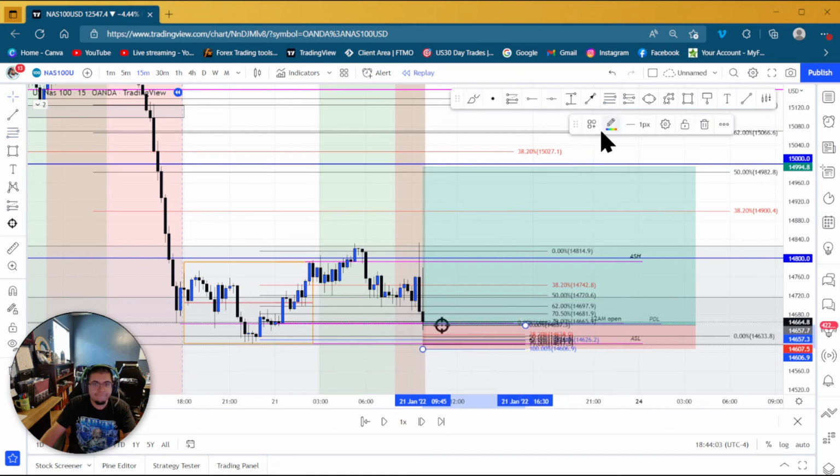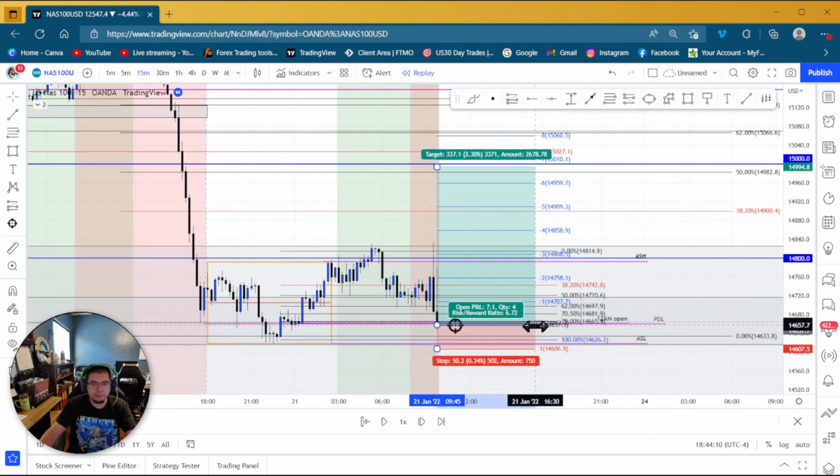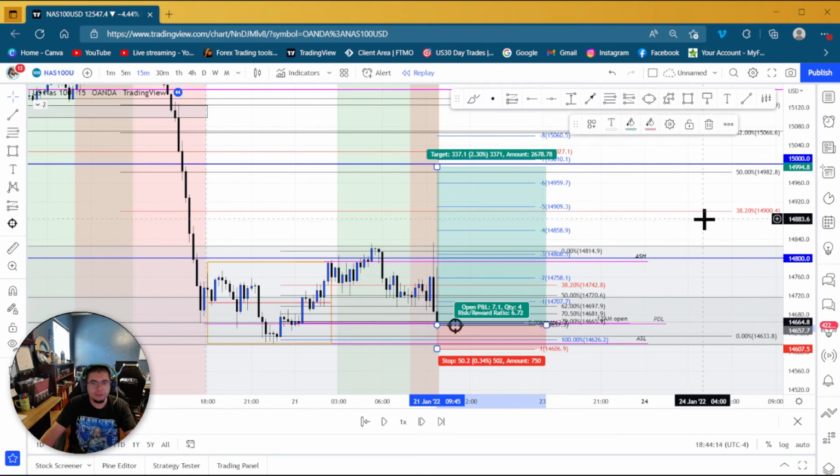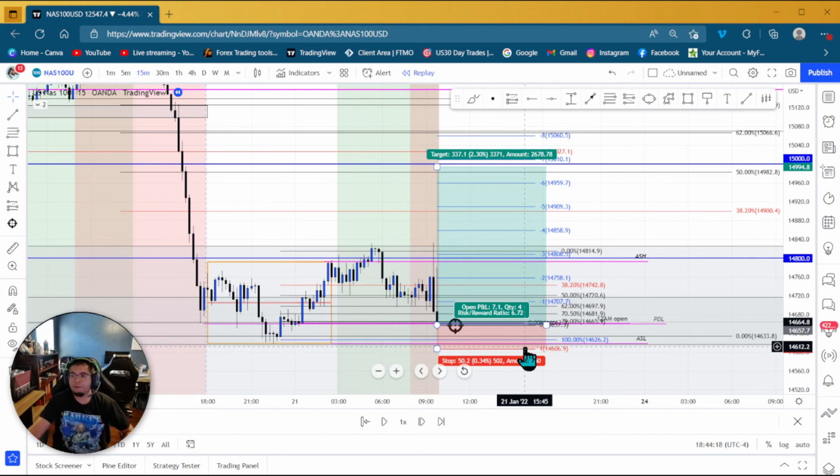So I'm gonna just shorten this down into this range right there, get to those numbers so we can see the numbers. Okay. So we're in on this trade. We're up 2.5%. Worst case scenario, 1.5%.